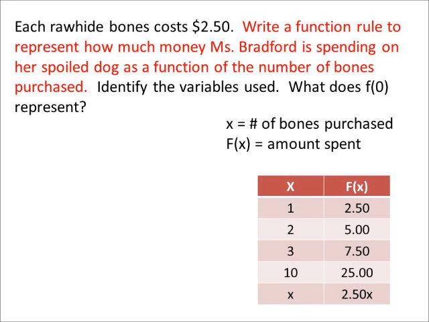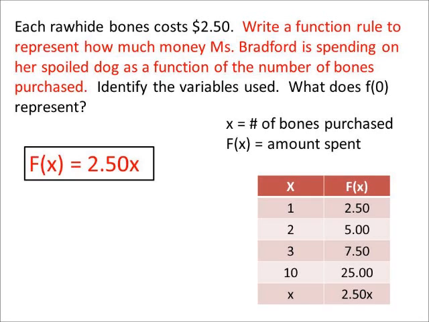So looking at these, and remember, we want to be looking across. What do we do to 1 to get to $2.50? What do I do to 2 to get $5? What am I doing to 10 to get to 25? Well, I'm taking that number of bones and multiplying it by $2.50, since that's how much each one costs. So my f of x is going to be taking x and multiplying it by $2.50. So here is my function rule. F of x equals 2.50x.